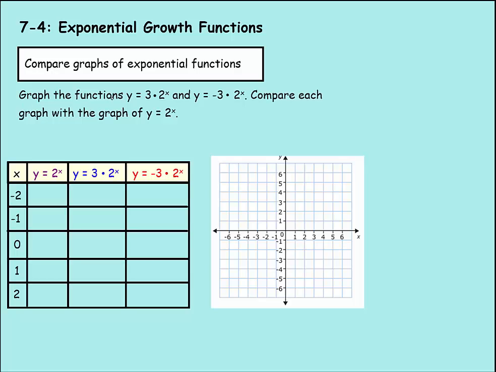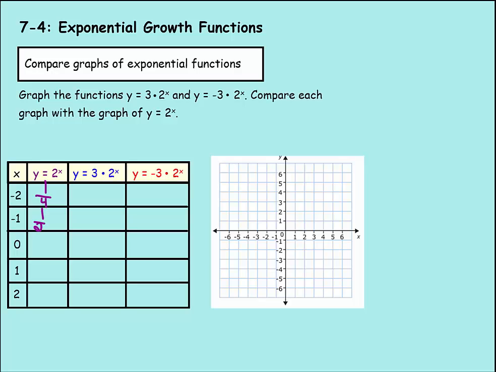It says graph the functions of y equals 3 times 2 to the x and y equals negative 3 times 2 to the x. Compare each graph with the graph of y equals 2 to the x, so without an a value. Well, let's actually solve these then. We have y equals 2 to the x, so y equals 2 to the negative second in this case. 2 to the negative second is 1/4, so that's what we'll write. Now we have 2 to the negative first. 2 to the negative first is 1/2.